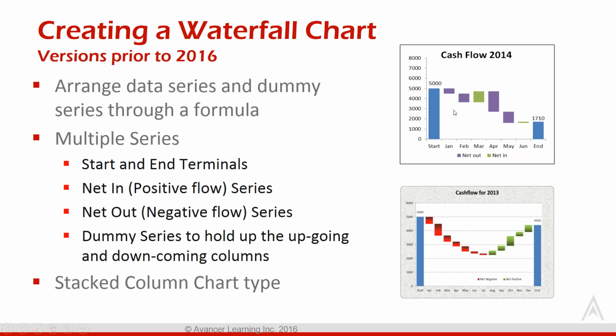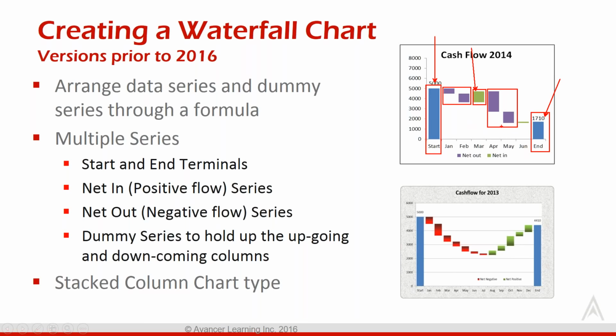So what you do is, of course, you have starting and ending terminals. That is one series. You can see they are blue. So that's one series in a chart. Then you have the net incoming series. The green bars here are the incoming series, or net positive series, and then you have a net negative series. Wherever cash went down, that's a third series.